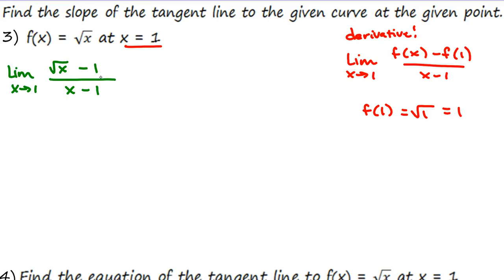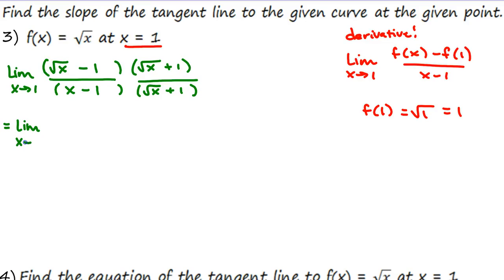Okay, if you plug in 1, you'll get 0 over 0. It's indeterminate. So remember the technique you would use on something like this. If you have a radical involved in a difference, you're going to use the conjugate. So let's multiply by the square root of x plus 1 over the square root of x plus 1.